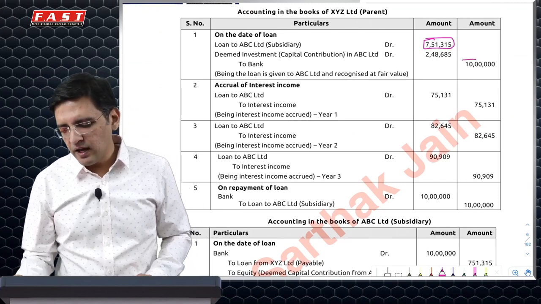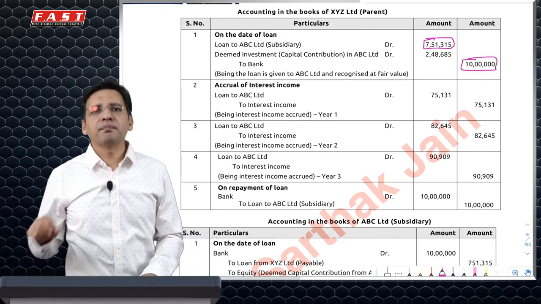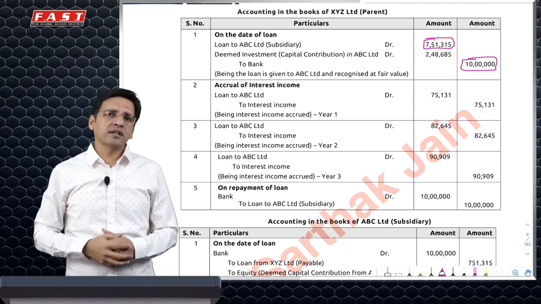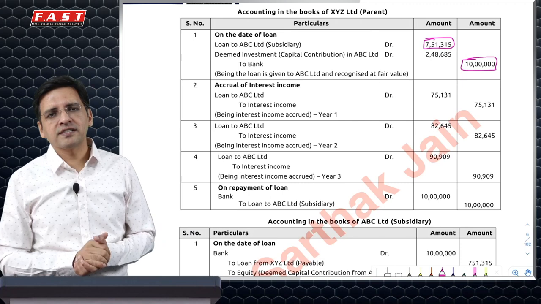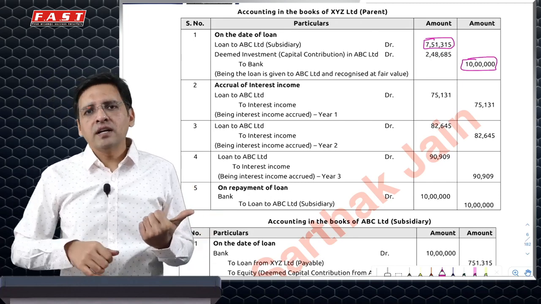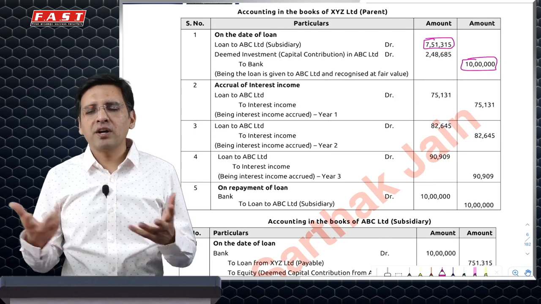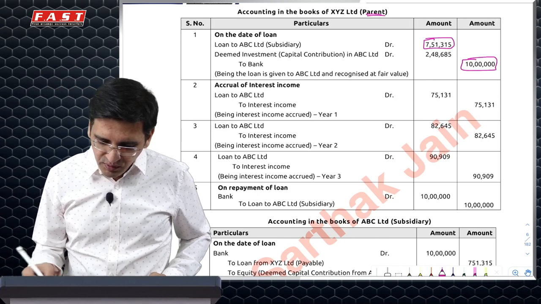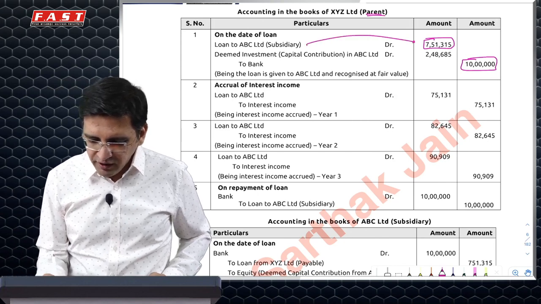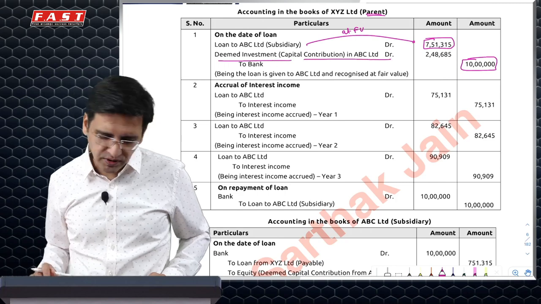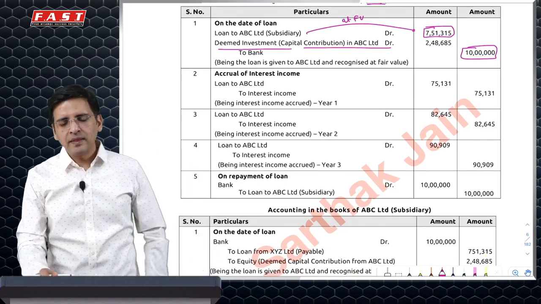However, we paid 10 lakh rupees, which means that we have actually given a benefit to the subsidiary of 248,685, which will be in the parent's book shown as investment in subsidiary. In the subsidiary books, it will be shown as equity under other equity. So in the parent financial statement, this would be accounted for as loan at fair value, and this would be deemed investment capital contribution in ABC Limited. You can simply put it investment.